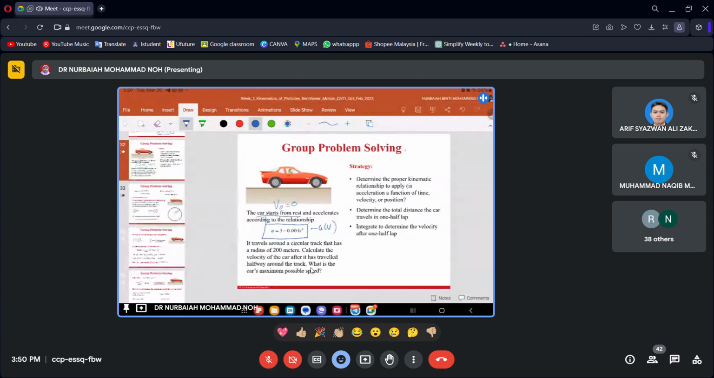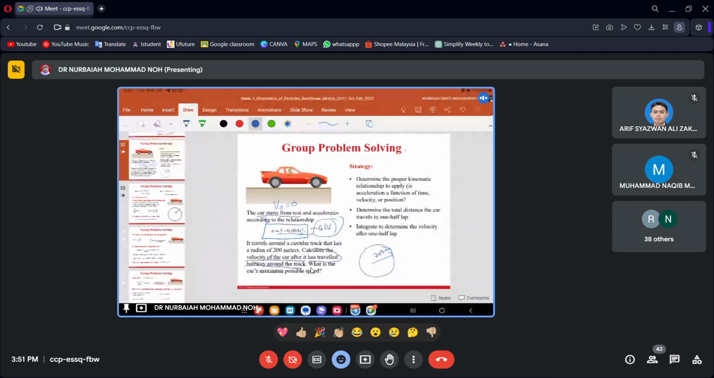So daripada function ni you dah nampak dah ada variable V, bermaksud A ni is a function of V. The car travels on a circular track that has a radius of 200 meters. Okay, dia kata circular track. Lukislah circular track. Radius berapa? 200 meter. Okay, dia travel dalam circular track ni. Okay, calculate the velocity of the car after it has traveled halfway around the track.